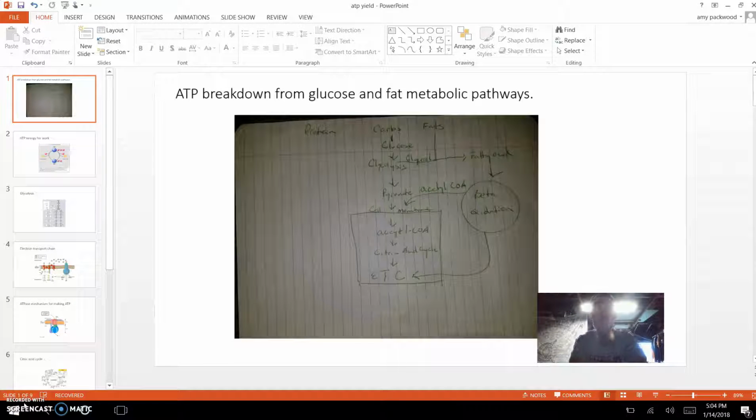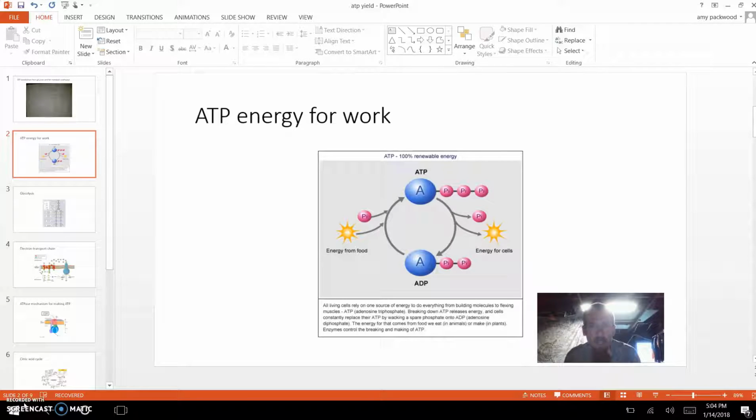Okay, ATP breakdown from glucose and fat metabolic pathways. There's my crude drawing of the overview of these processes. Hopefully, within the slides, I can demonstrate a little bit more detail. But basically, that's what we're looking at here.